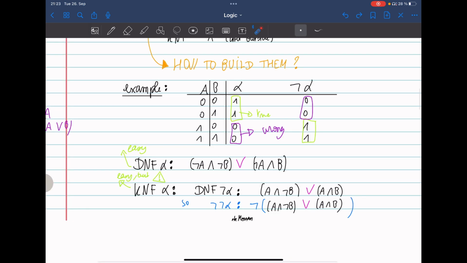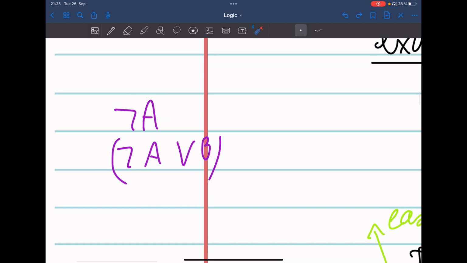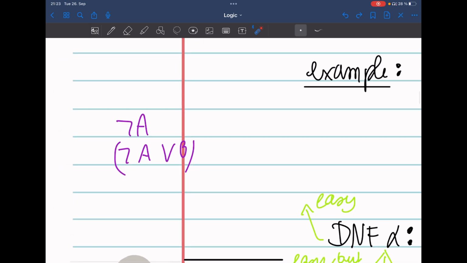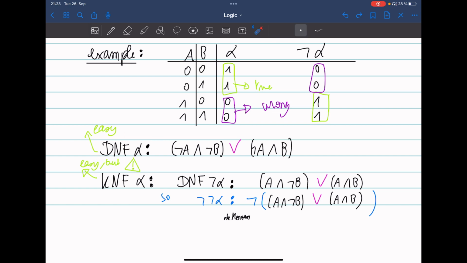So how to build them? Here we have an example with A and B and an assertion. This assertion could be anything, but in our example, it could be, for example, not A or B. It's just an example, okay? So in our example, it's not A. And what would be the disjunctive normal form from this? You just take the cases where the assertion is true, here this row or this row. Then we just write it. So this is true when A is false and B is false, or when A is false and B is true. So it's easy to do the disjunctive normal form for alpha.